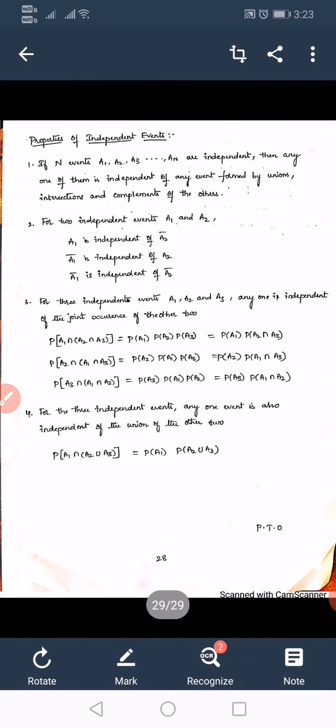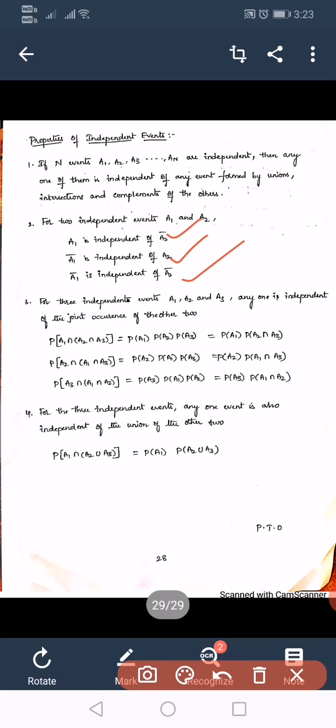Let us consider n number of independent events A1 to An. Any one of them is independent of any event formed by unions, intersections and complements of the others. This is the first property. The second property is, let us consider two events A1 and A2. These two are independent events, meaning they are independent of unions, intersections, and complements. Here A1 is independent of complement of A2. Complement of A1 is independent of A2. Complement of A1 is independent of complement of A2.